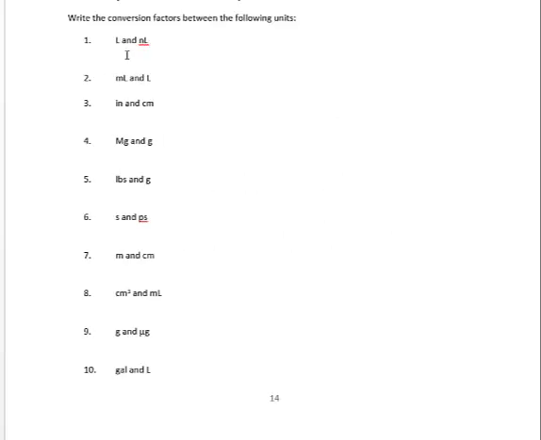L and NL, which means liter and nanoliter, ML and L, which means milliliter and liter, IN and cm, which means inches and centimeters, capital MG and G, which means megagrams and grams, LBS and G, which means pounds and grams, S and PS, which means seconds and picoseconds, M and cm, meters and centimeter, centimeter cubed and milliliter, G and mu G, or gram and microgram, GAL and L, or gallon and liter.